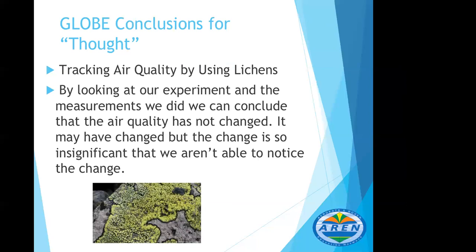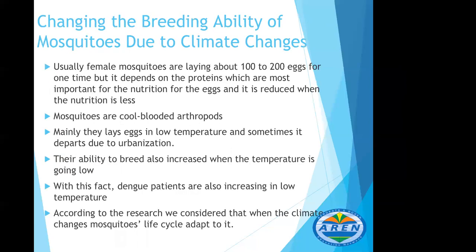All right, so let me show you one where we step it up a little bit. Here was one on changing the breeding ability of mosquitoes due to climate change. We're looking at their conclusion section. Usually female mosquitoes lay about 100 to 200 eggs at one time, but it depends on the proteins, which are most important for the nutrition of the eggs, and it's reduced when the nutrition is less. Secondly, they say mosquitoes are cold-blooded arthropods.